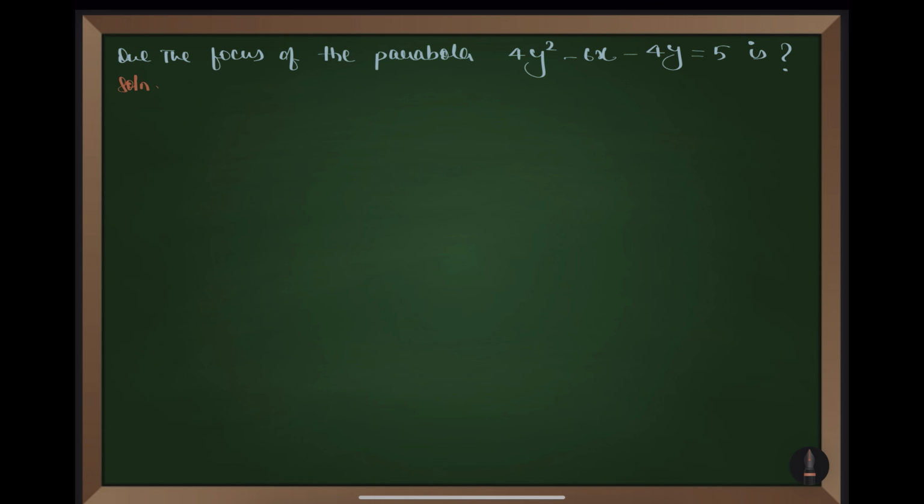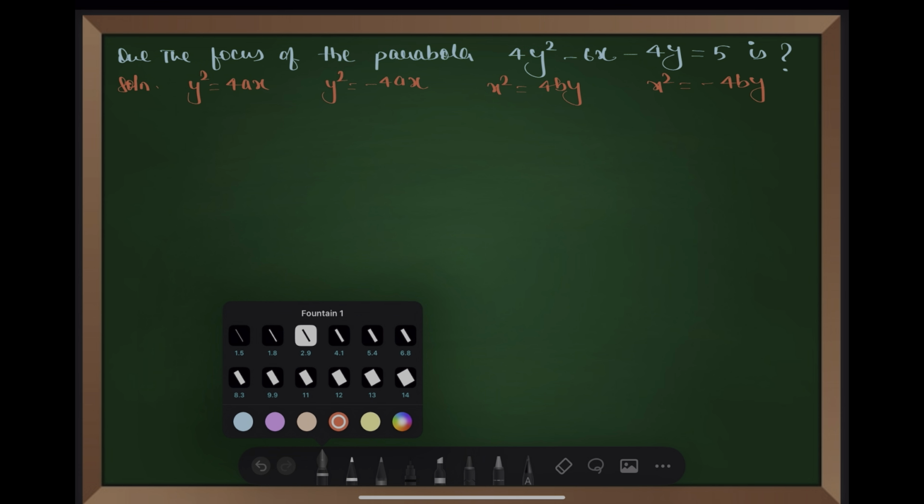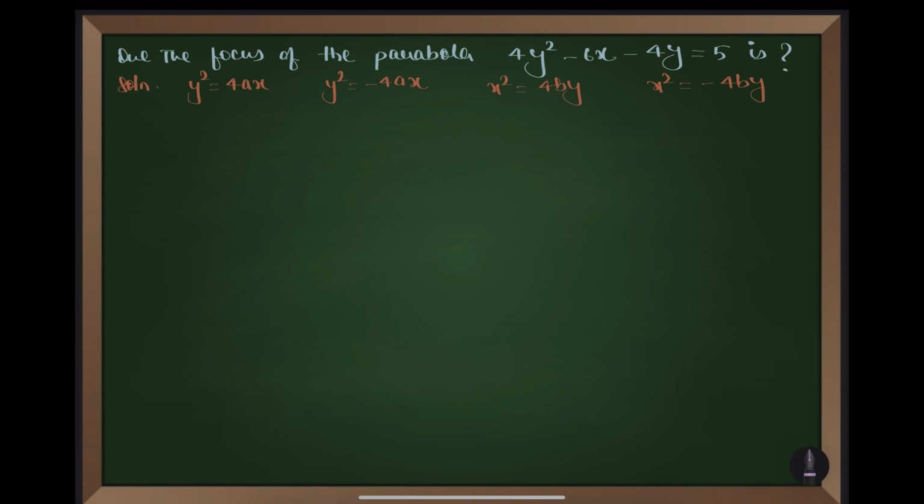The thing is, we are not comfortable with these kind of equations. We are comfortable with y square equals 4ax, y square equals minus 4ax, x square equals 4by, x square equals minus 4by. So we are comfortable with these situations, not this one. So how will we approach questions that belong to this category? What you should do is try to write your question in one of these forms.